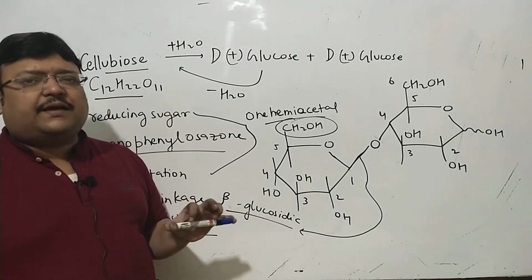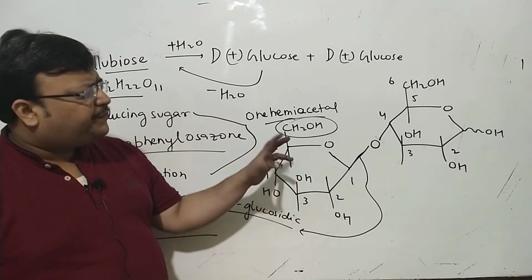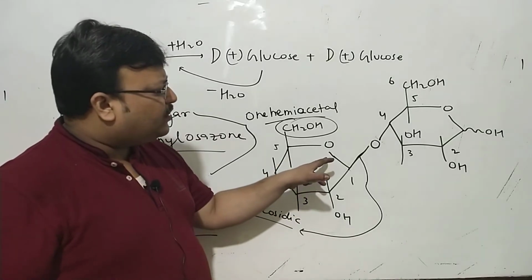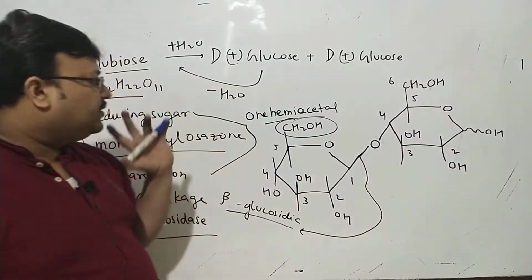So once you get a hang of it, drawing structures would be fun. And I told you in the real exams, they'll give you the structure and they'll want you to identify the nature of the bonds and the properties. So this is reducing because this is OR, but that means OROH, that is hemiacetal, that can open up.